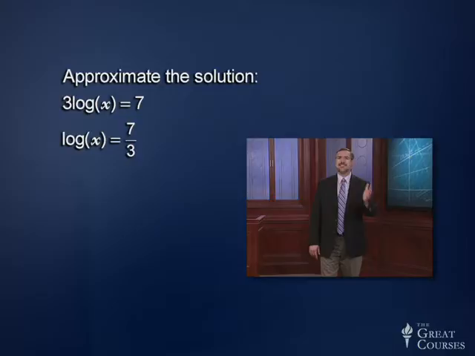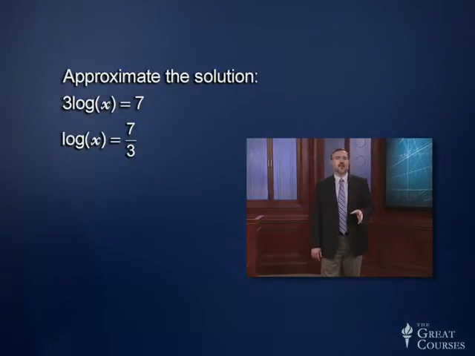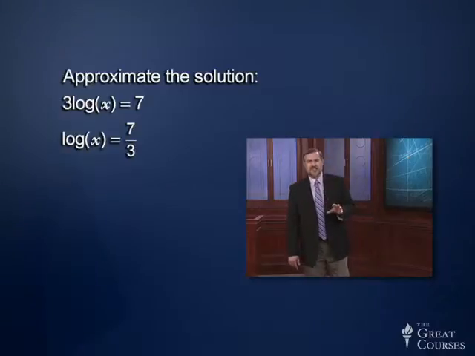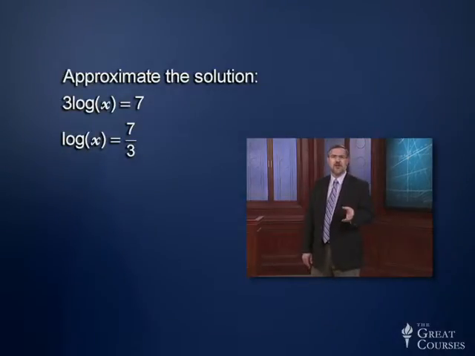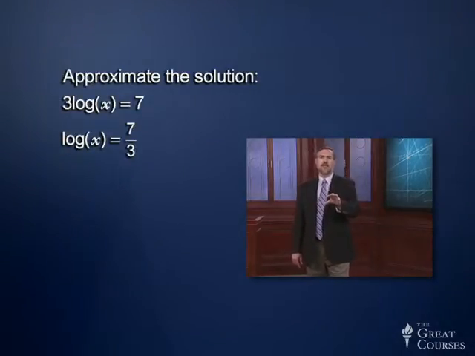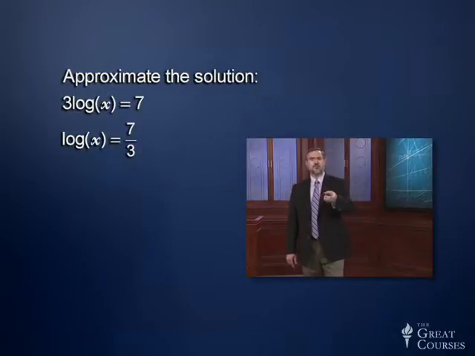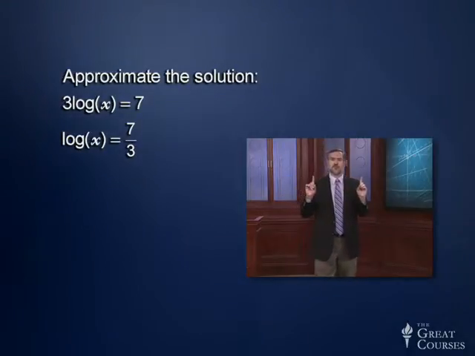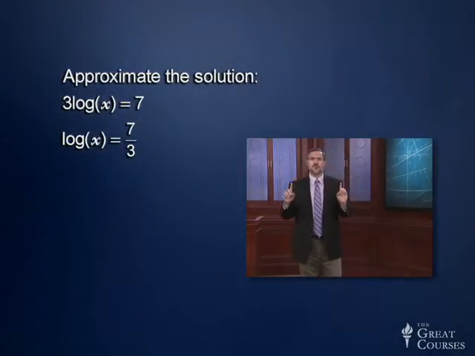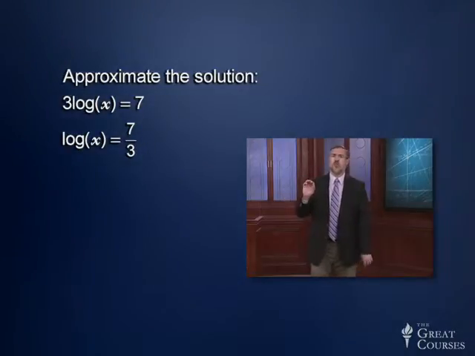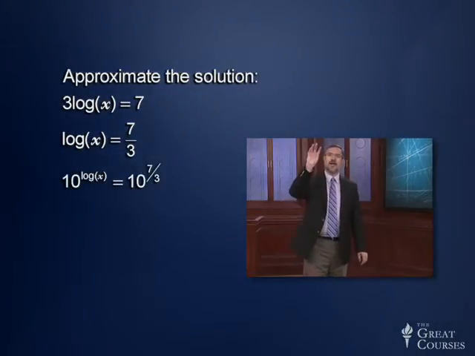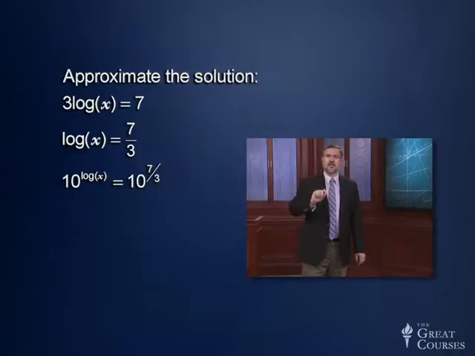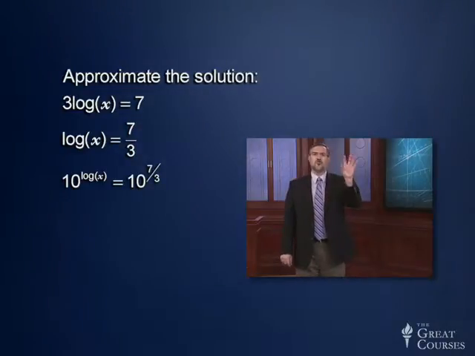Now, you want to get x by itself. That's the key here. How do you do that? Well, you basically do the same kind of thing that we've done in the other examples, except now you already have a log in the problem. So what you want to do is raise both sides to the 10, basically. In other words, instead of having log of x equals 7/3, I want to do 10 raised to the log of x equals 10 to the 7/3.